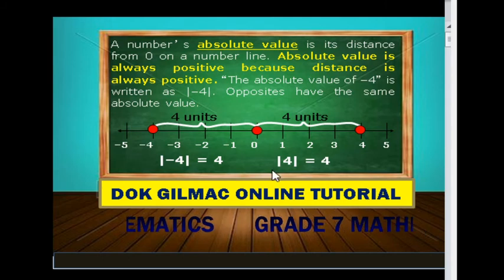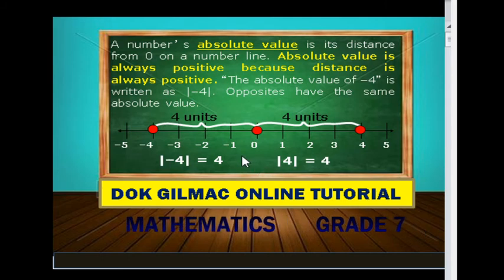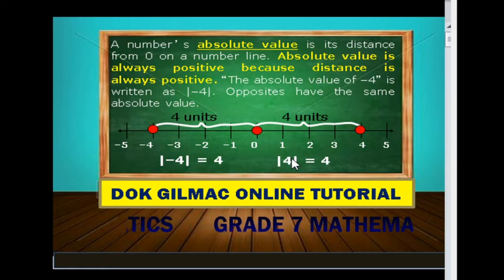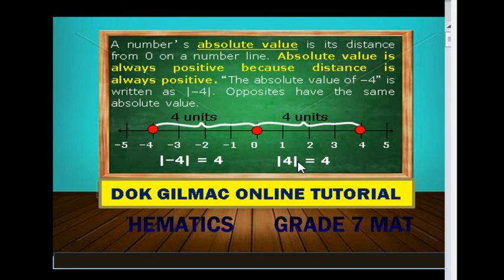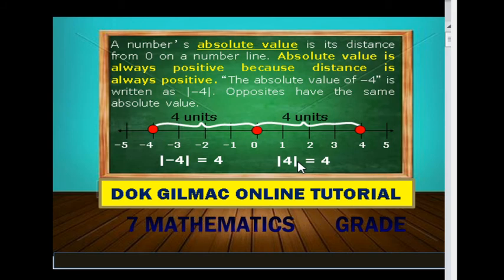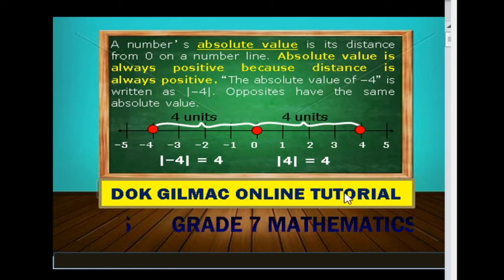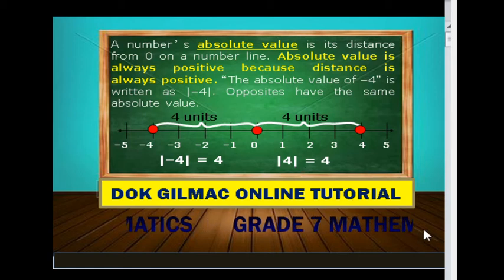So, these two here are opposites, negative 4 and positive 4. And, take note, they have the same absolute value, since the distance from 0 of these two integers is equal, which is 4 units.